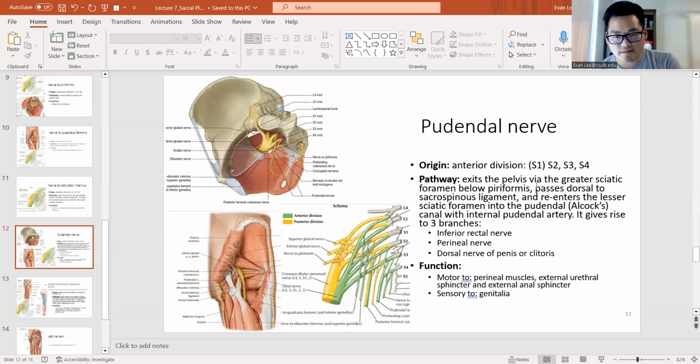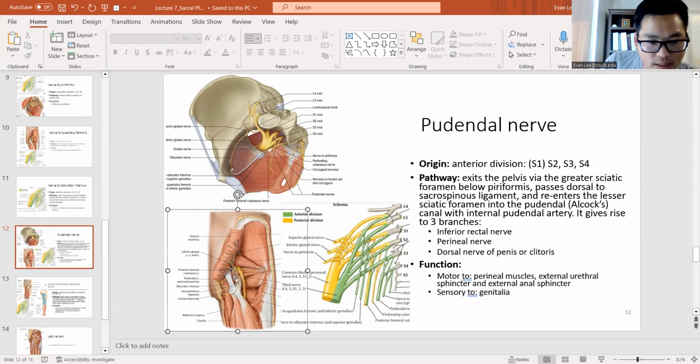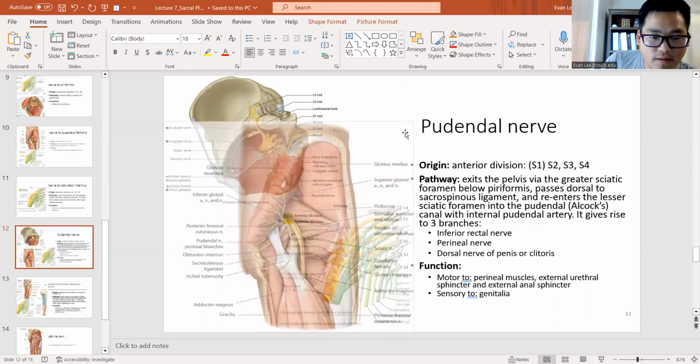Now, pudendal nerve. So pudendal nerve is one word that we haven't really used and don't really use very often. But pudendal basically means to the genitalia region. And that's exactly where you find it going. So pudendal nerve, you'll be able to see internally, it's going to be coming out right over here. But then you actually do see a little bit of it over here as well. So it's going to be coming out.